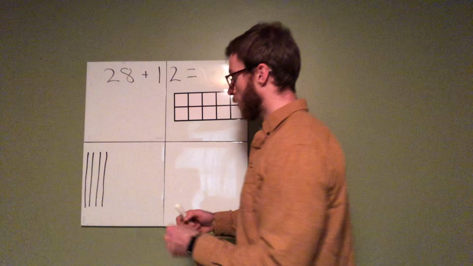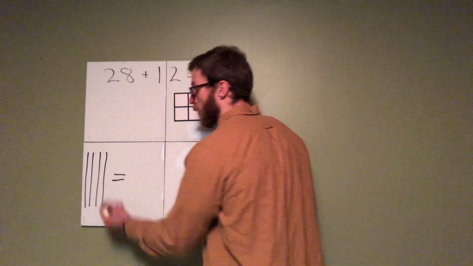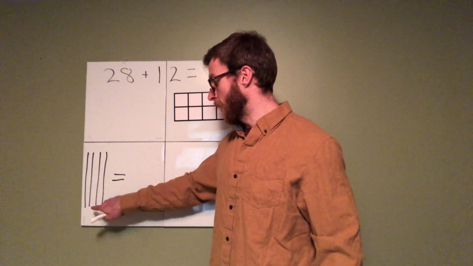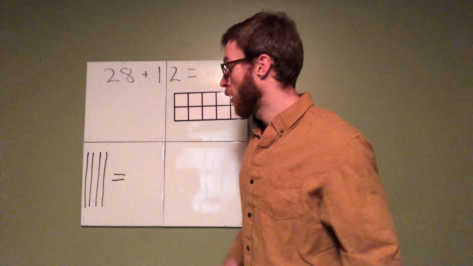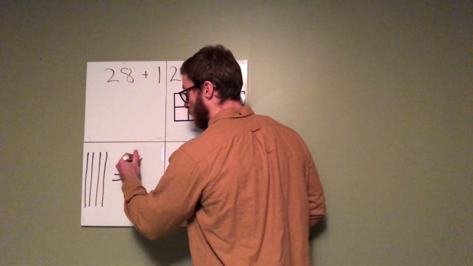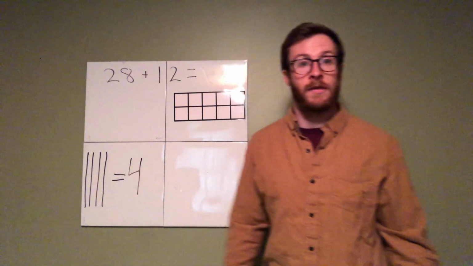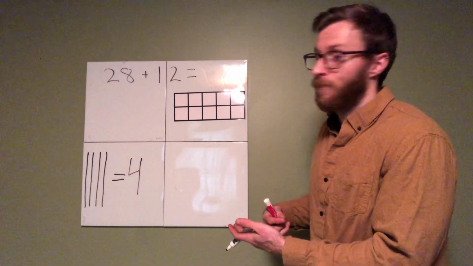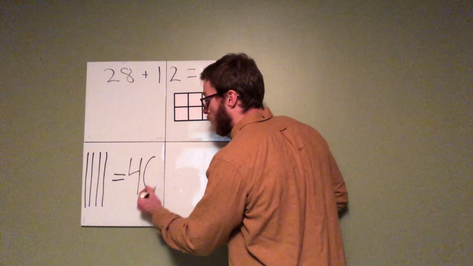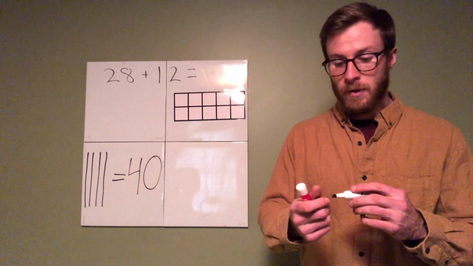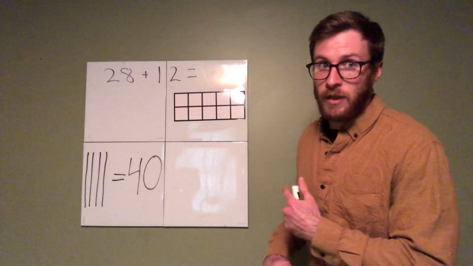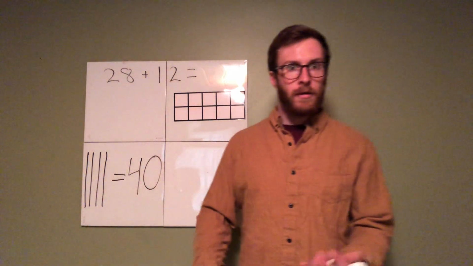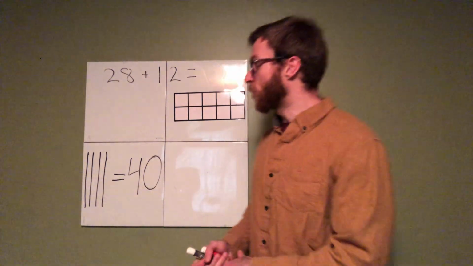What is our answer? How many 10s do I have? Count with me. 1, 2, 3, 4. So I have 4 10s. Do I have any extra ones left? We added our ones together. Was I left with any extra ones? I was not, so I have 0 ones. So our answer to 28 plus 12 must be 40. All right, there we go. That's it for today. Good job.